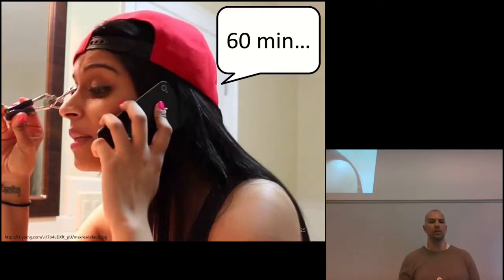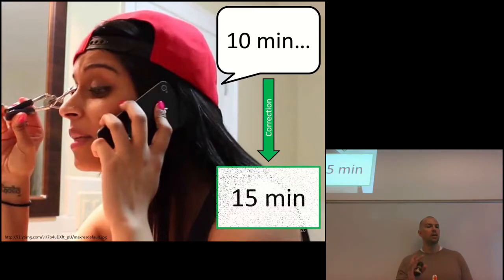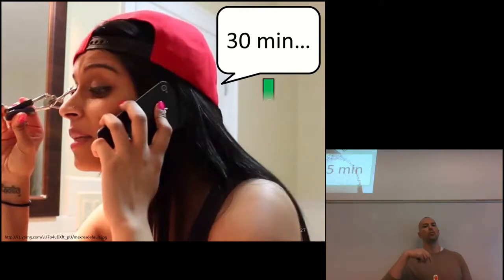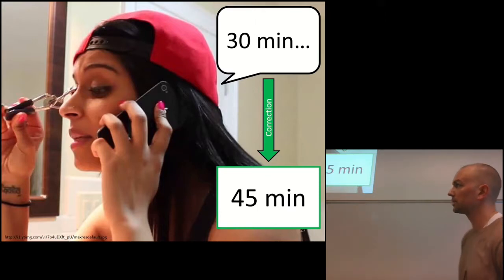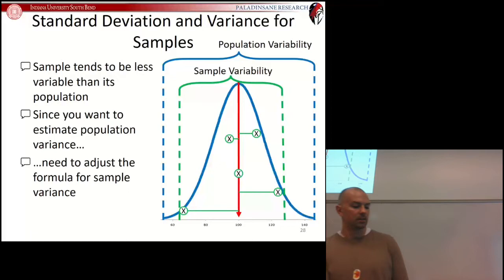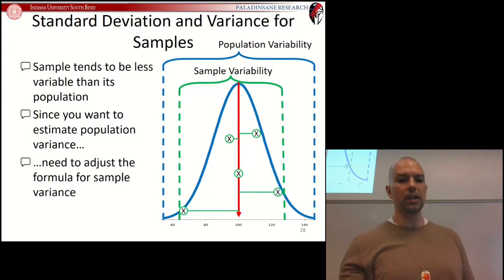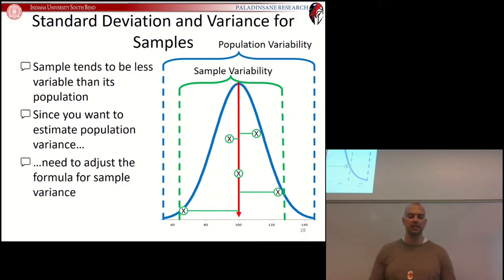So 60 minutes means 90 minutes. 10 minutes means 15 minutes. It's not useless information that we're getting from the sample variance. We just need to correct it so it's actually representing the truth of what's going on in the population. So what we're going to do is take a look at that correction and the formula for sample variance, and then we'll start calculating these out in Excel.